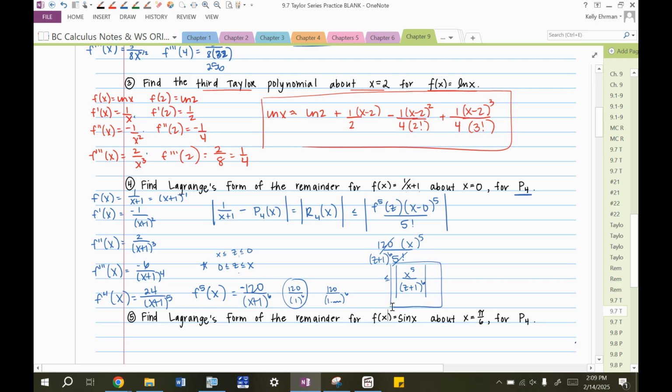That's kind of a weird question. We usually have something else with it, like what would x be to keep the error less than something, or they tell us x is positive or negative or whatever.